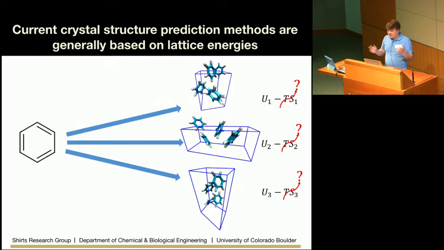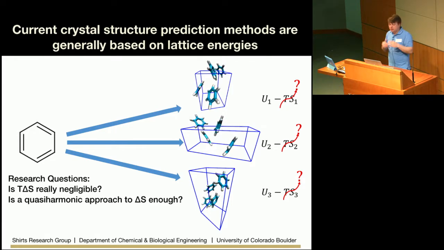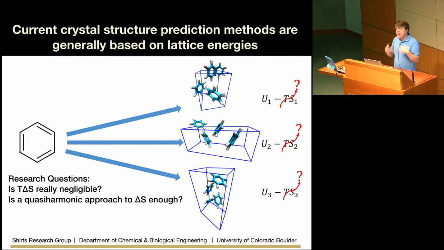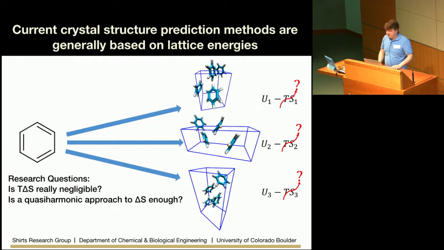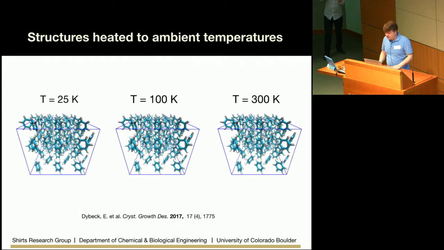Like I said, they're currently based on lattice energies, but really, how much does entropy matter? That was our main research question here. Is the entropic contribution to the free energy nearly negligible? And are some more approximate methods good enough to calculate the entropies? So we specifically started looking at systems where we know that the standard approach fails. These are all systems that have one stable polymorph at low temperatures and another stable polymorph at high temperatures. Lattice energies are therefore insufficient to capture which one is more stable over the entire temperature range. So hopefully we could at least say, yes, all of these become destabilized at higher temperatures.